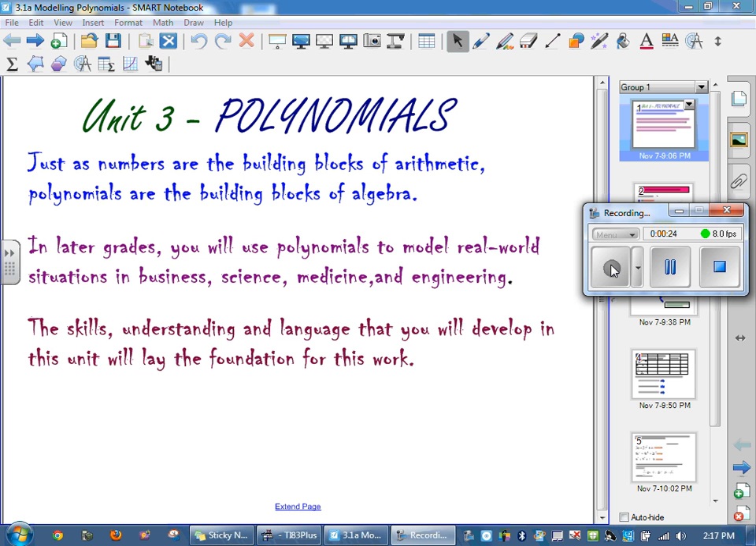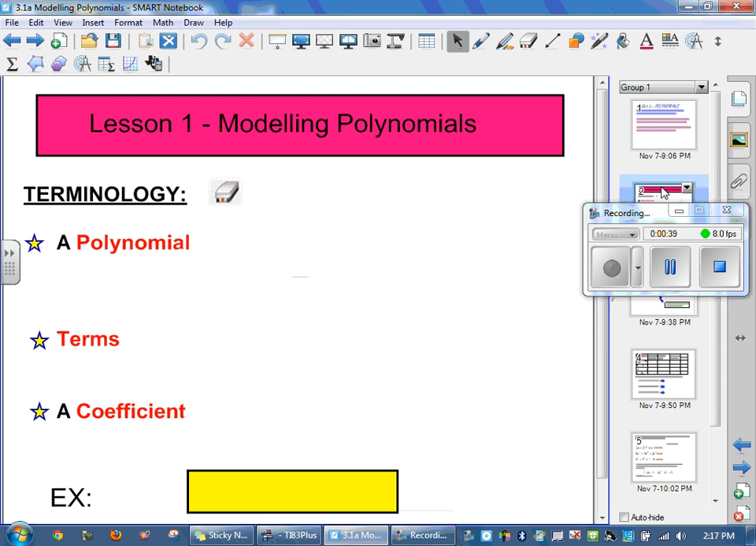The skills, understanding, and language that we learn in this unit are going to be our foundation to keep us going for the next few years, okay? This is one of our base units for high school that we really need to understand. So let's talk about polynomials. We need to know what they are.